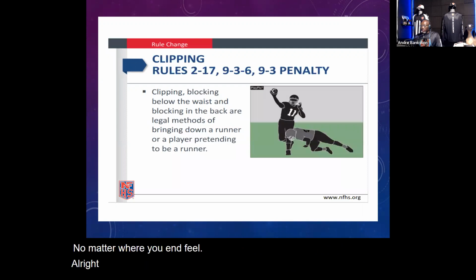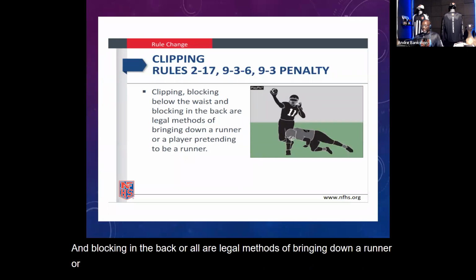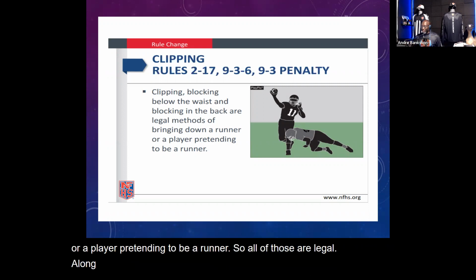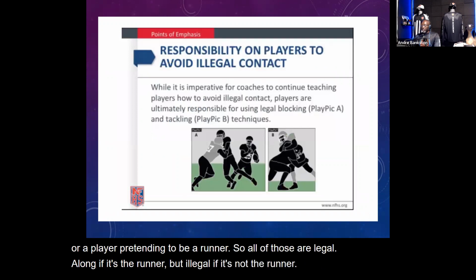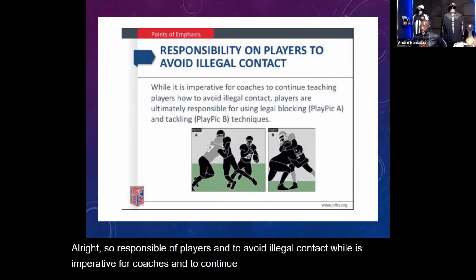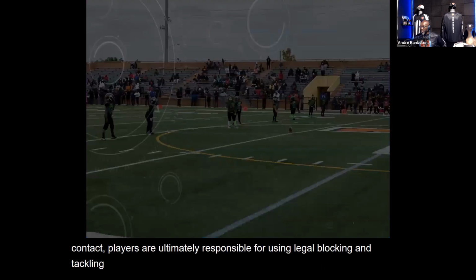Right? Now, clipping, blocking below the waist, and blocking in the back are legal methods of bringing down a runner or a player pretending to be a runner. So all of those are legal if it's the runner, but illegal if it's not the runner. All right. So, responsibility of players is to avoid illegal contact. While it's imperative for coaches to continue teaching players how to avoid illegal contact, players are ultimately responsible for using legal blocking and tackling techniques.